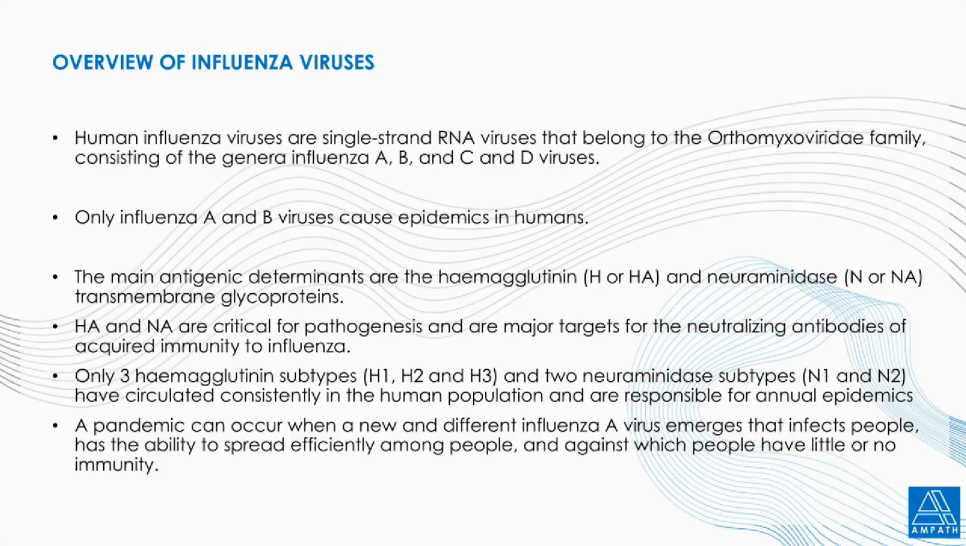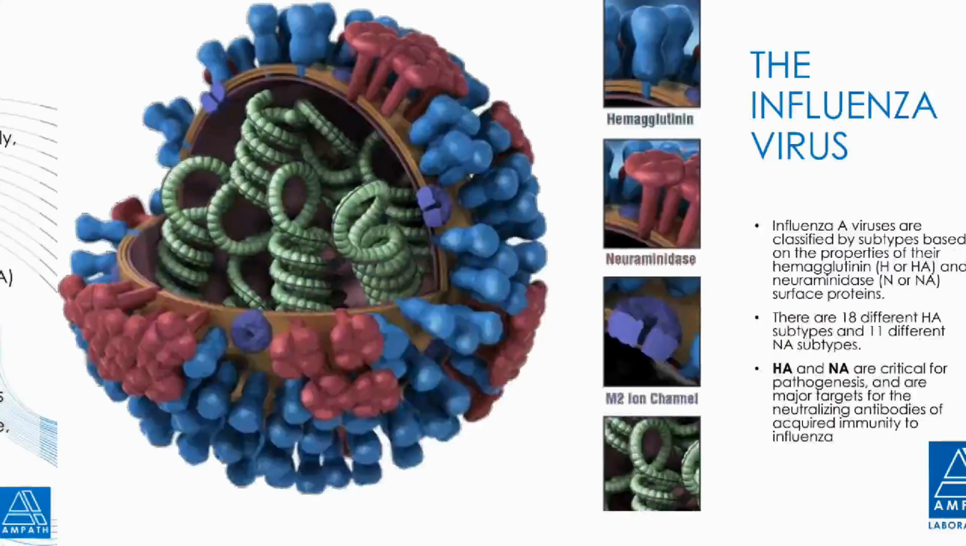And this is what the viral watch and the surveillance looks at when we are actually targeting our vaccines and what needs to be tweaked in our vaccines through the seasons. So a pandemic can occur when you have a new and different influenza A virus that emerges and infects people. It has the ability to spread efficiently because you have no immunity to that. And that's an important thing to take away.